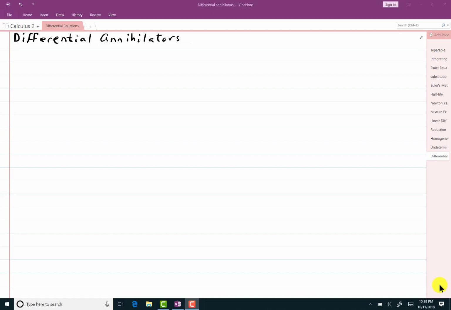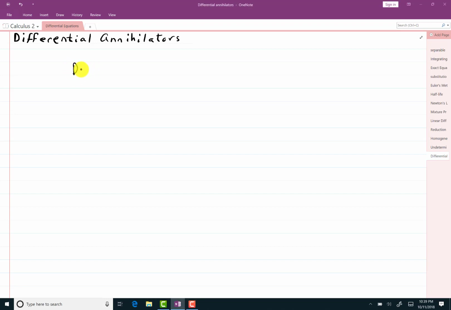In this section, we look at a method that will take any differential equation and turn it into a homogeneous differential equation. And then we'll work for solutions from there. This is related to the previous section on undetermined coefficients. But before I do anything, let me introduce a notation we will use.